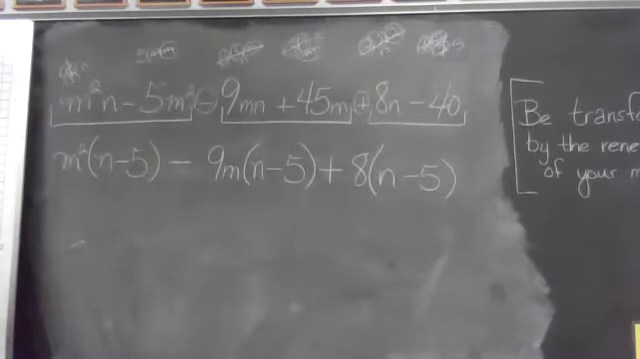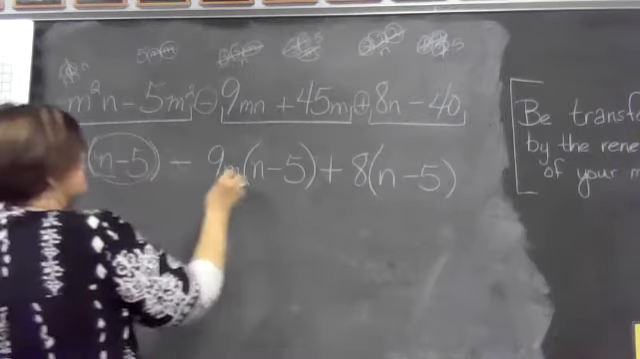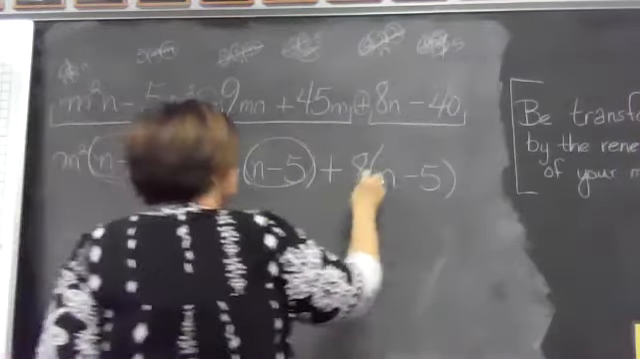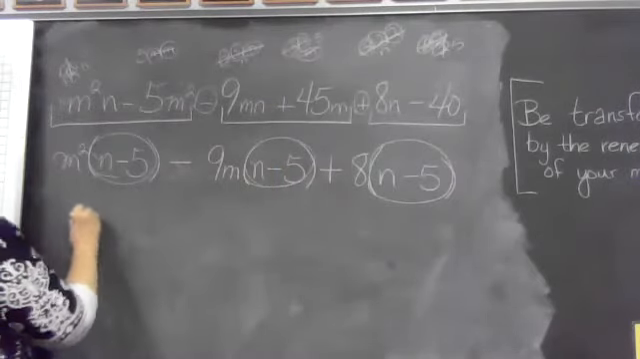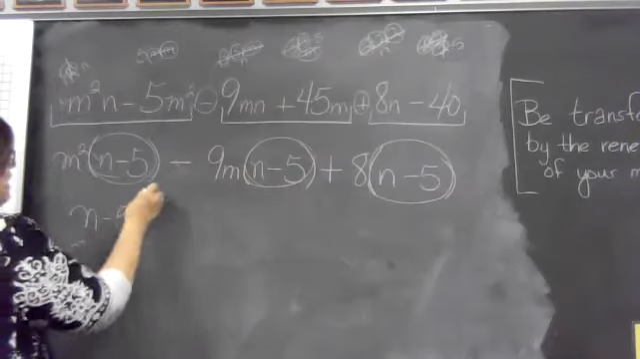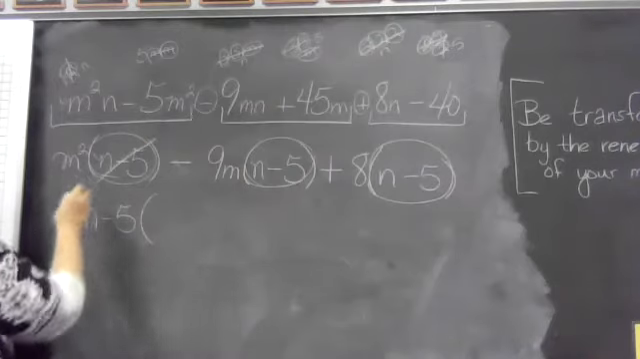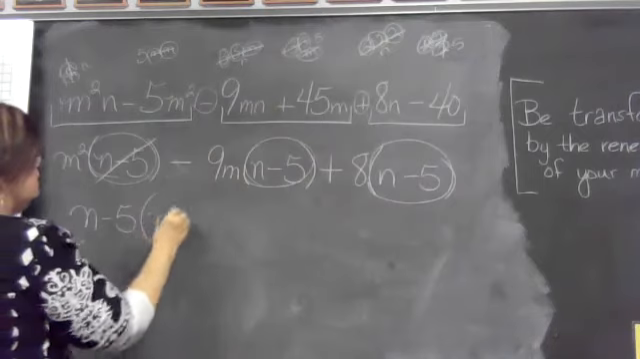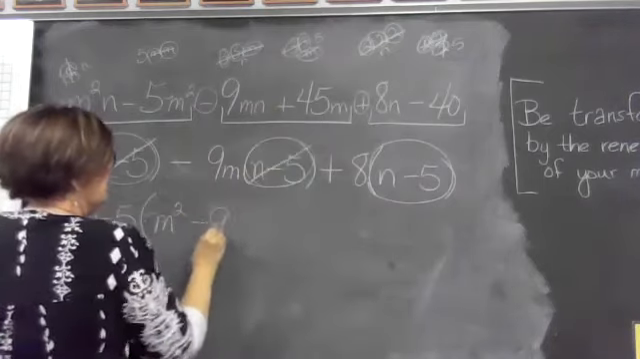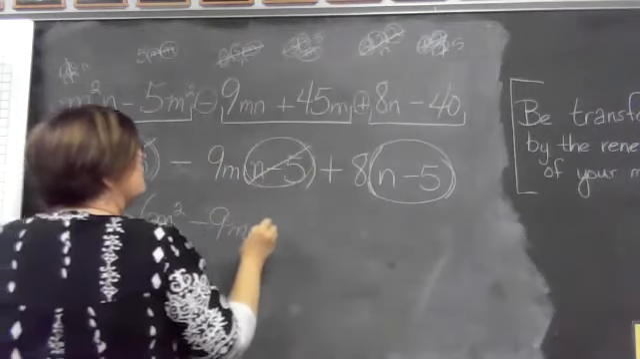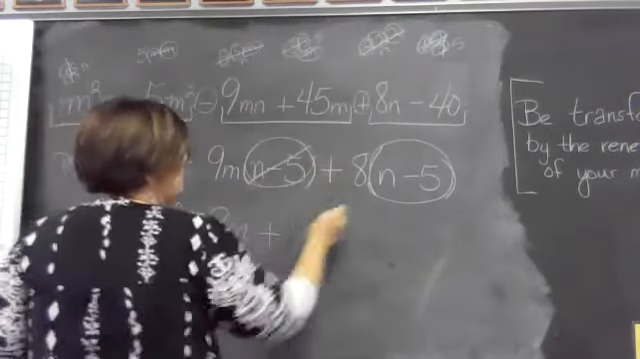Now we look for a greatest common factor, and now it's starting to stand out to you that here is a factor that matches this one, that matches this one. So I'm going to divide the N minus 5 out of every term, which leaves an M squared minus 9M plus 8.